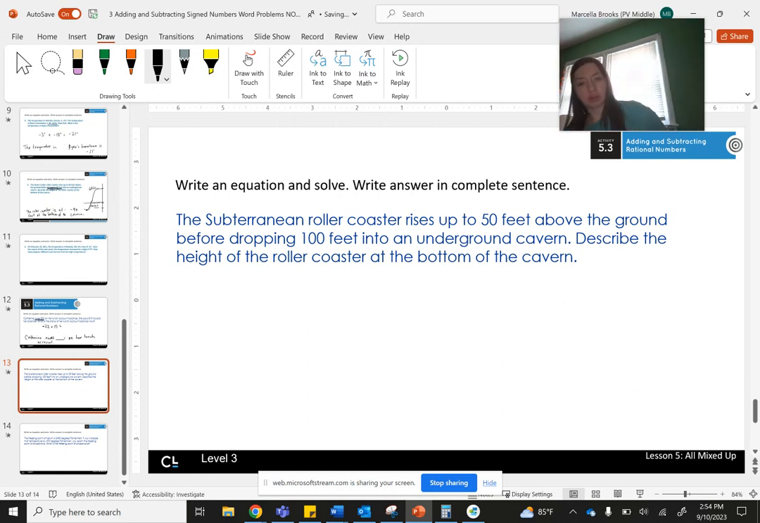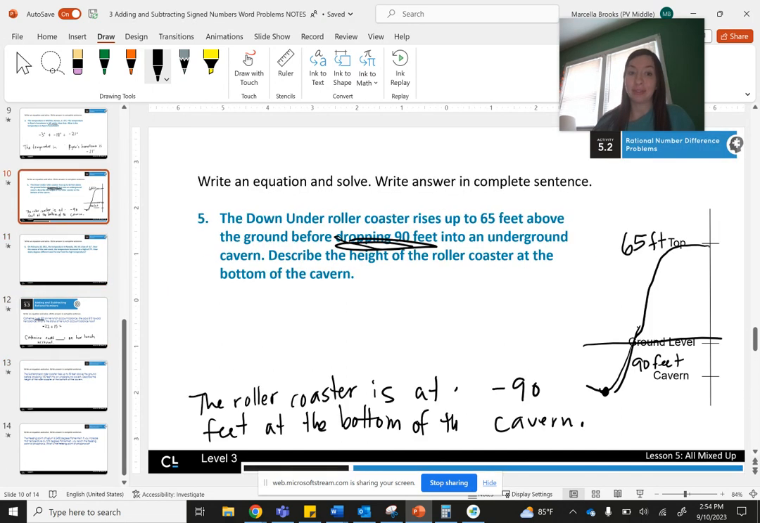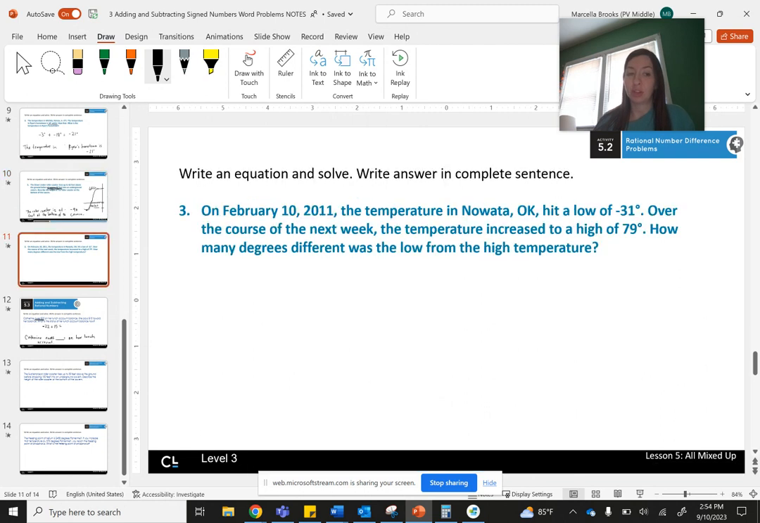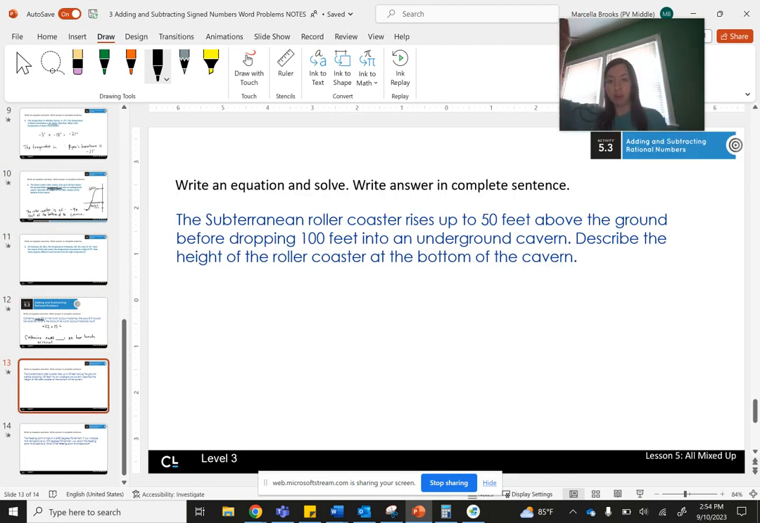All right, here's another roller coaster. The subterranean roller coaster rises up 50 feet above the ground before dropping 100 feet in an underground cavern. Describe the height of the roller coaster at the bottom of the cavern. So this one is just like the last one, so see if you can figure that out. We're starting at 50 feet above ground, and then we drop 100 feet below ground. So we're dropping the 50 feet plus another 100 feet. So what's the height of the roller coaster at the bottom of the cavern?